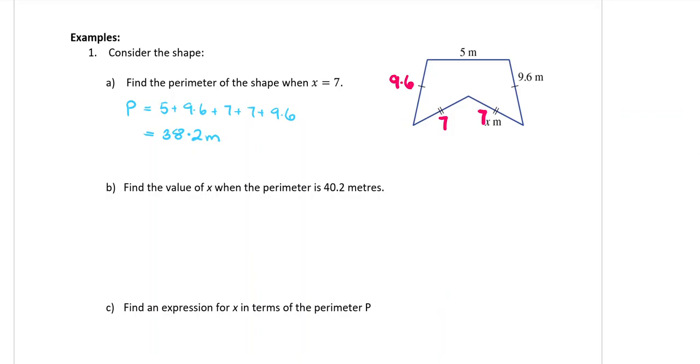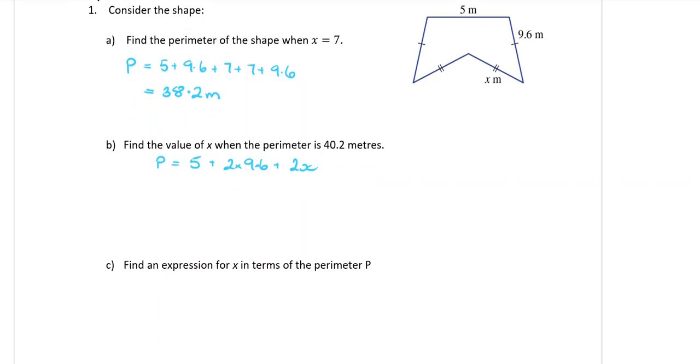Part B of the question says, find the value of x. It's still referring to this diagram up here, but now we're going to have a different value for x because we want the perimeter to be 40.2. Okay, so perimeter of the shape is going to be equal to the 5 on the top plus 2 lots of the 9.6 plus 2 lots of the x. I also happen to know that the perimeter is 40.2. So if I sub that in, I can solve the equation for x.